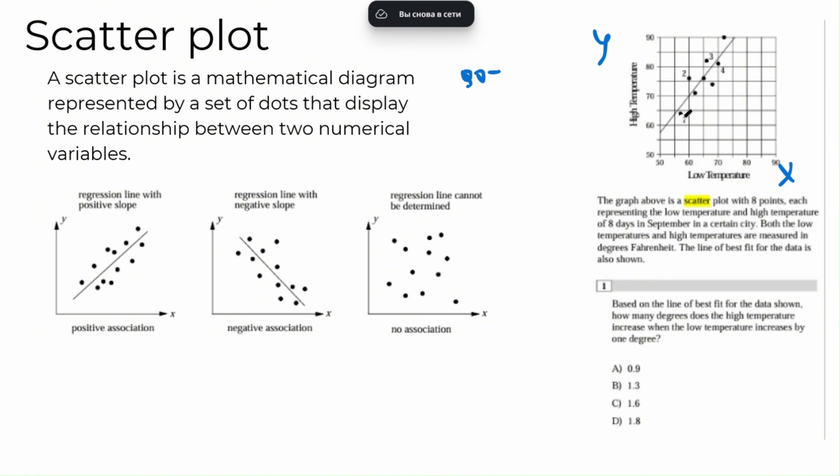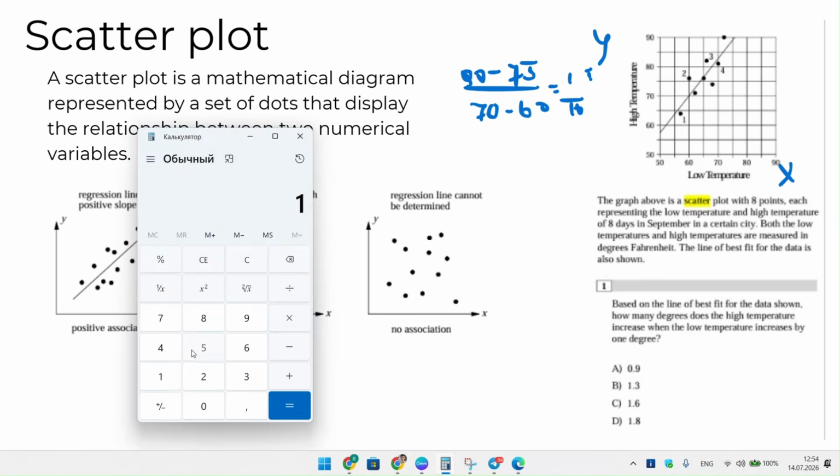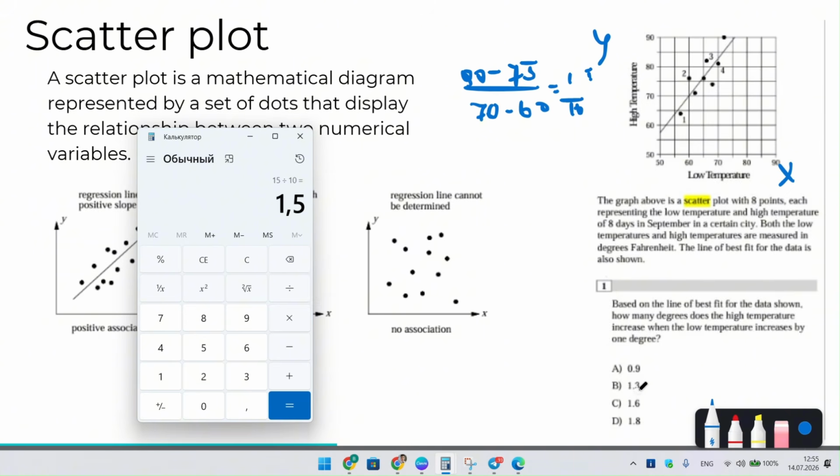Let's get this point, though it's not that clear. Let's get this point where our x is 60 and our y is approximately 75. And in this case, our x was about, let's say, roughly 70. But in this case, our x is 60. This is 10, this is 5, so 15. If you divide 15 over 10, we will get 1.5. This is actually a little bit unclear to calculate based on this, because the answer choices are also very close to each other.